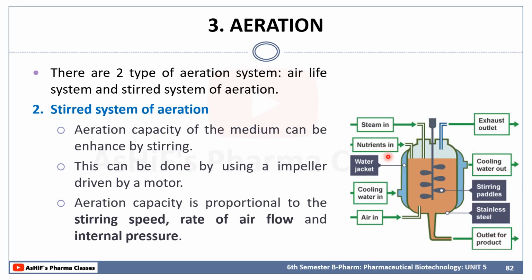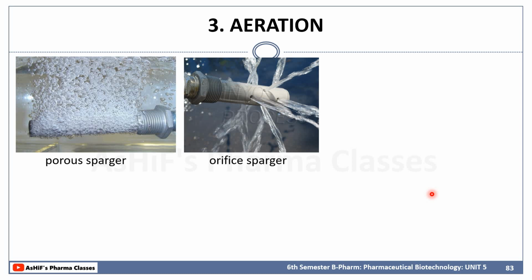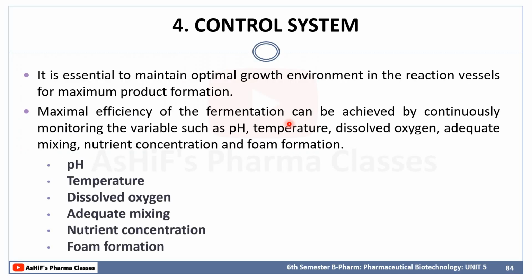The second type of aeration is the stirred system of aeration, which means we give air at the bottom, and we use some kind of stirrer or impeller for mixing this oxygen which is provided to the bottom of the media. There are porous spargers as well as orifice spargers which can be used for aeration.